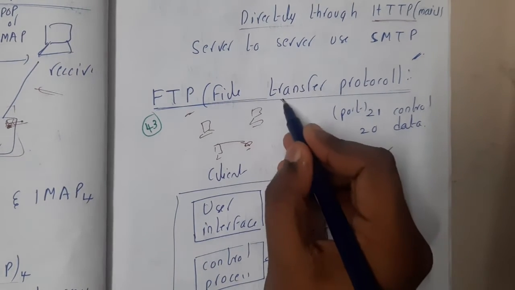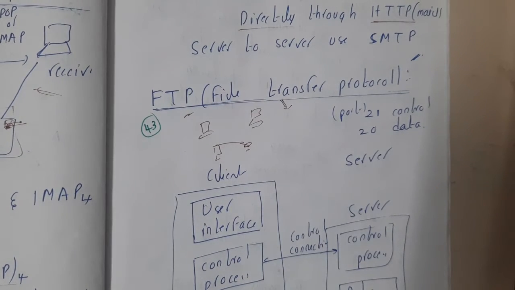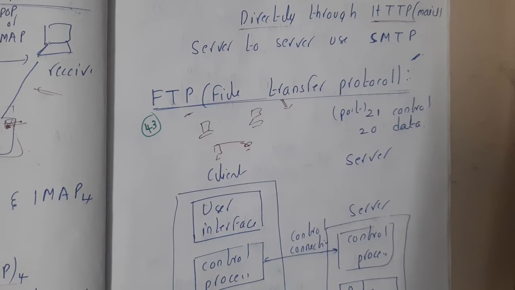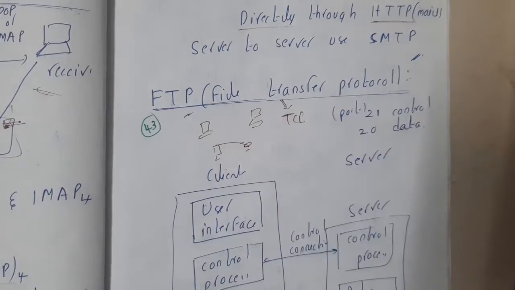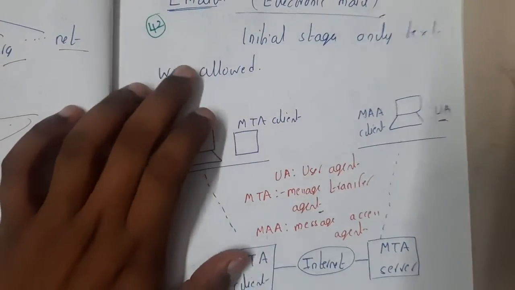To be clear, FTP is nothing but with respect to files, right? Can you allow any kind of missing data? You will not allow it, right? That is the reason why TCP is used here. Similarly for mail also TCP is used. I think I forgot to say about it.